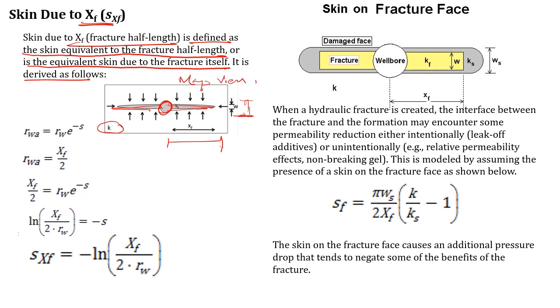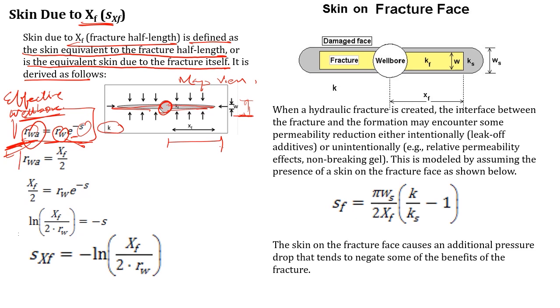Now, as we know, RWA is equal to RW into ES. This is the effective wellbore radius. We will discuss that in a coming up slide; I will derive this thing. Now RWA is equal to RW into e raised to minus S, where RWA is my effective or apparent wellbore radius, RW is my actual wellbore radius, and S is my skin.